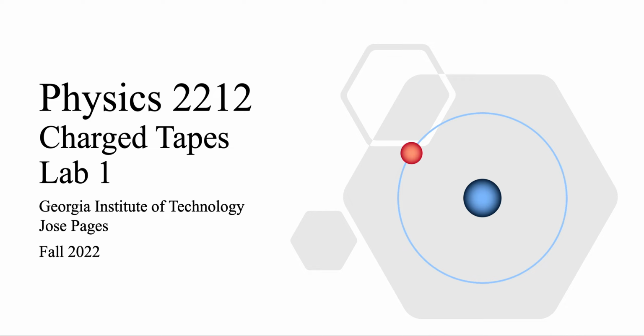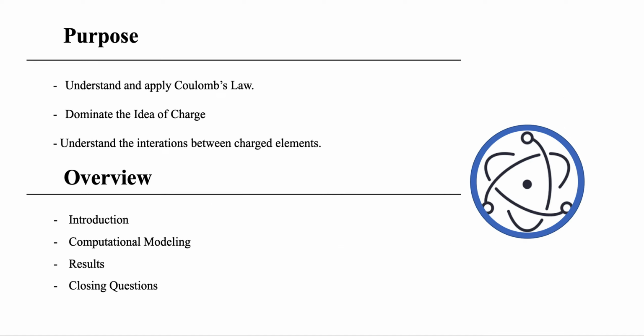I am a third year mathematics major, and this is my presentation from Lab 1 of Physics 2212 in the fall 2022 semester. The first experiment was called charge tapes. Our purpose was to understand and apply Coulomb's law. We wanted to estimate the amount of charge on a piece of U-tape and determine how two objects interact and how charges move within them.